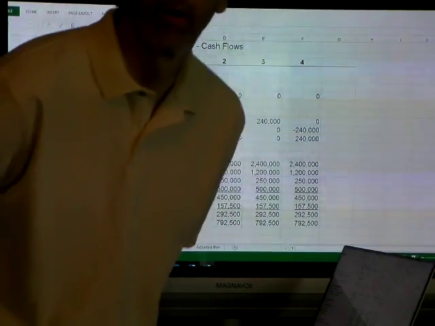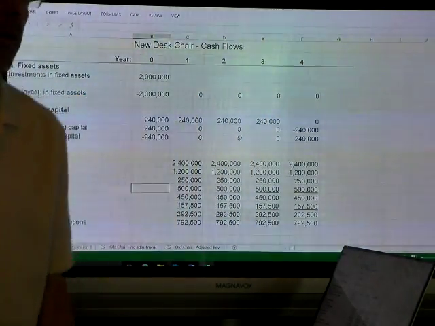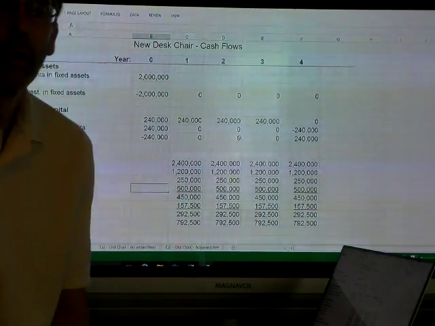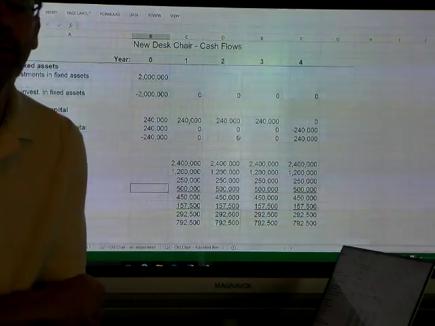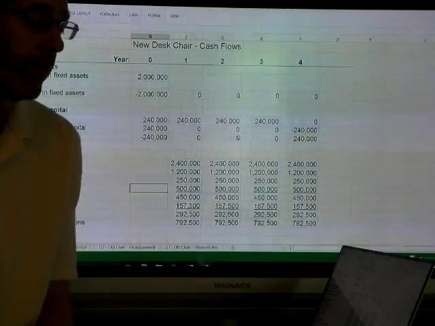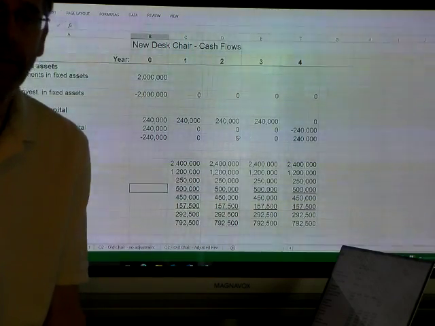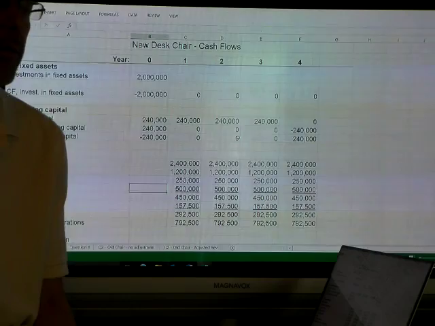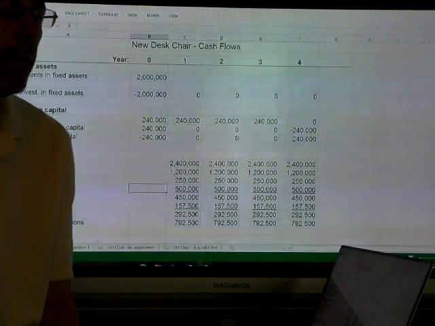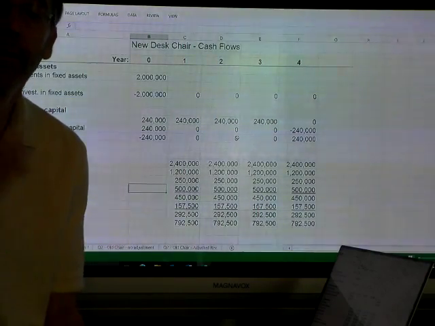Review session for, I guess it's Lab 3. It was for Monday, June 27th. I posted two different examples of cash flow analysis that follow along with what we just did in the chapter, where we take a look at where the cash flows actually come from.